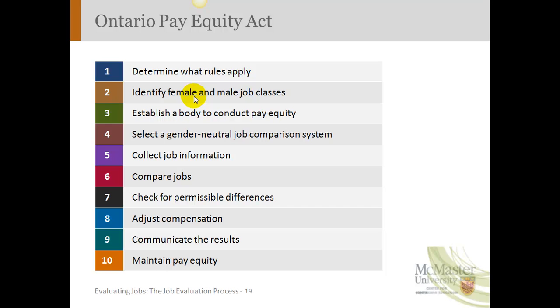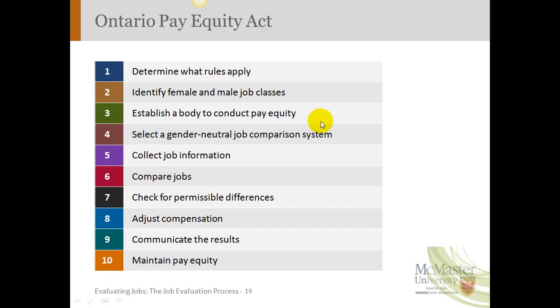and one most people commonly associate with females, such as caregivers, personal support workers, for example. If your company has female-dominated job classes, then compare them to male-dominated job classifications. Male-dominated classes are those where at least 70% of its job holders are male. The third thing you want to do under the Act is establish a body to conduct pay equity.